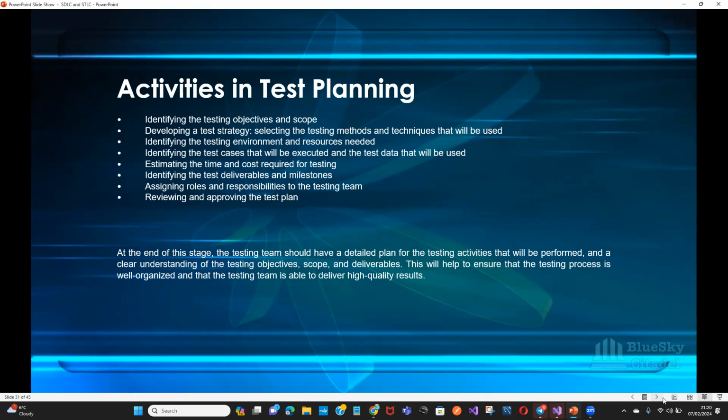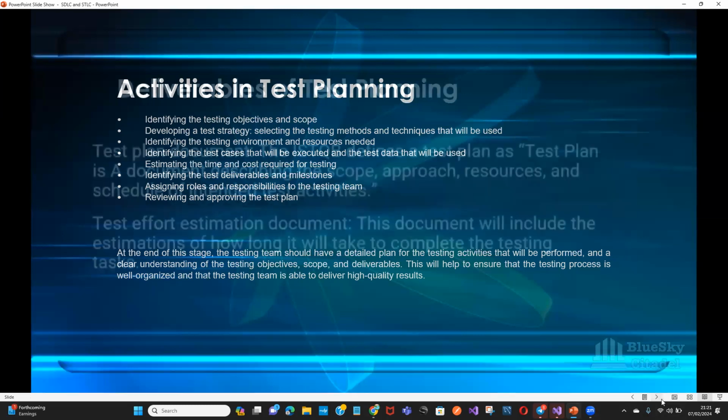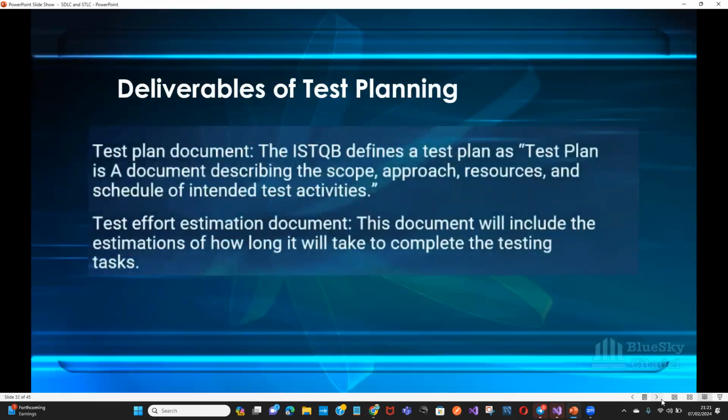At the end of this stage, the testing team should have a detailed plan for the testing activities that will be performed, and a clear understanding of the testing objectives, like I said, scope and deliverables. This will help to ensure that the testing process is well organized and that the testing team is able to deliver high quality results. That is where you are going. As a tester, it must be high quality results. Nothing less is expected. You have to deliver as it should be.